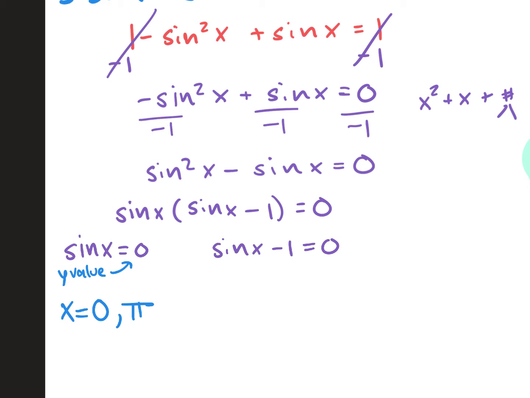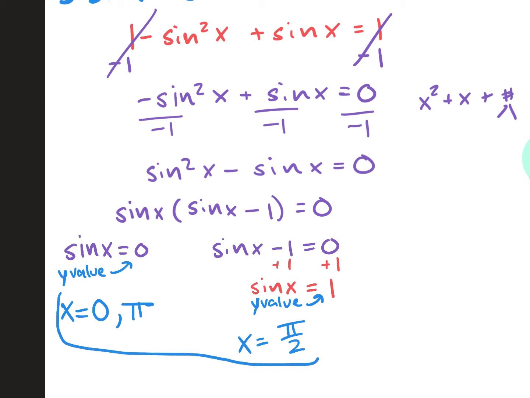For the second one, I have to solve for sine of x. I have to isolate that trig function, so I'm going to add 1 to both sides. So sine of x is equal to 1. So here I have to look for where my y value is 1. And that would be pi over 2. And that's it. So these would be my 3 answers.